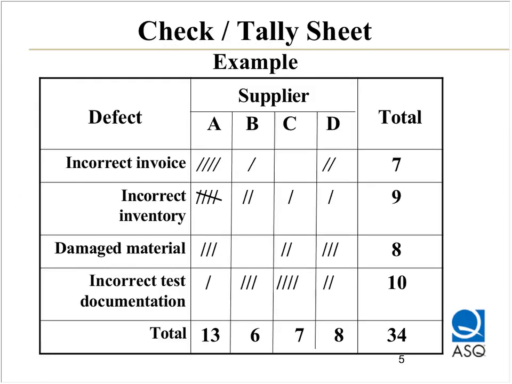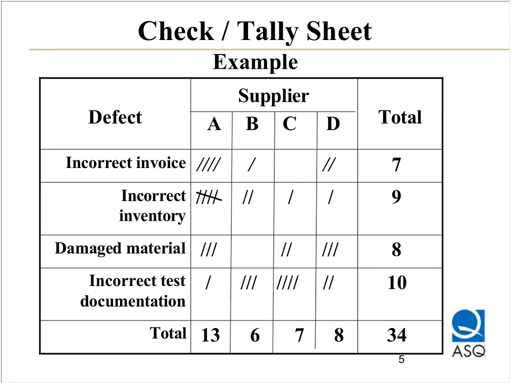Part of data tables, of course, includes check or tally sheets. Now here's an example. Let's suppose that we have a situation, in this case what we're talking about administrative materials, and there's 4 different kinds of defects that seem to be occurring amongst our 4 suppliers, A, B, C, and D, listed across the top. And those defects, as you can see, are incorrect invoice, incorrect inventory, damaged materials, and incorrect test documentation. Now the way we've set up this tally sheet is to make it as easy as possible, user-friendly, if you will, for the person or persons who's going to be collecting the data.